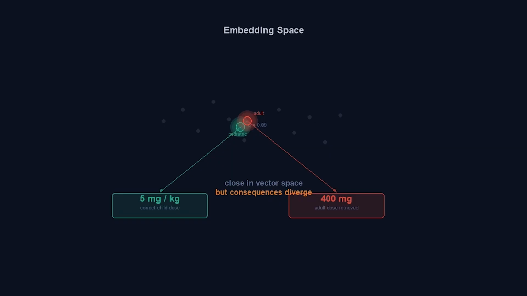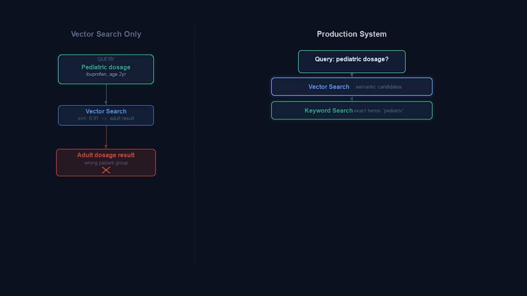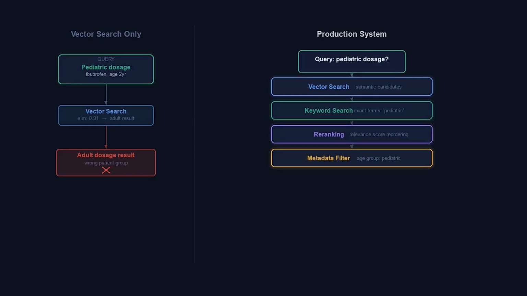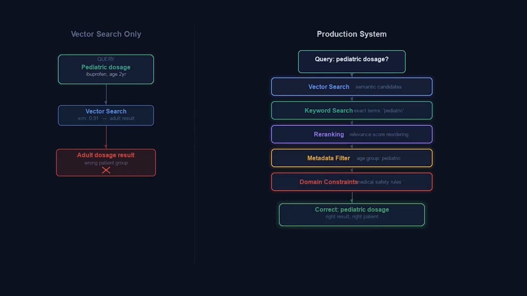This is why production systems rarely rely on vector search alone. They often combine vector retrieval with keyword search, re-ranking models, metadata filters, and domain constraints. Because semantic similarity is useful, but perhaps not by itself. Relevance control still matters, especially in high-stakes systems.